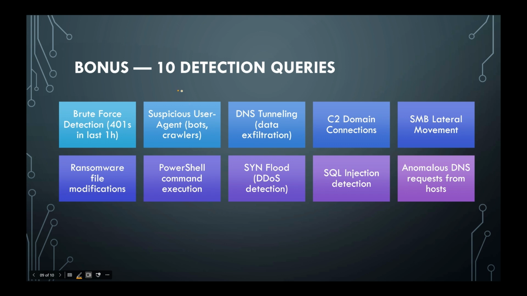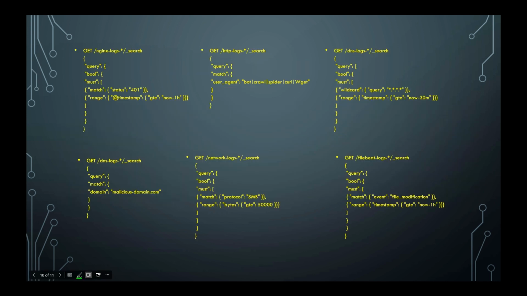All right, so 10 detection queries. Welcome to the bonus section. As promised, here are 10 powerful Elastic queries you can use to detect modern cyber threats in your network. These queries are crafted to help you quickly identify suspicious behavior, anomalies, and indicators of compromise using the ELK stack. I'm going to add these queries in my GitHub link and put it in the description box so you can go and check. So here we have some Elastic queries.